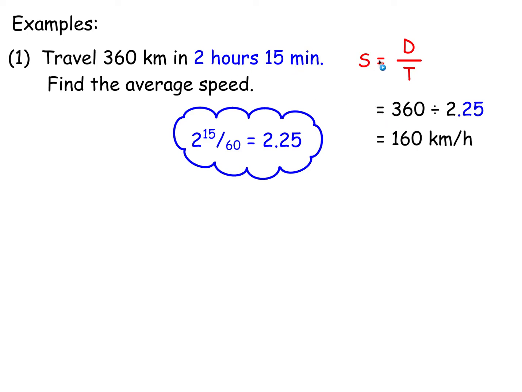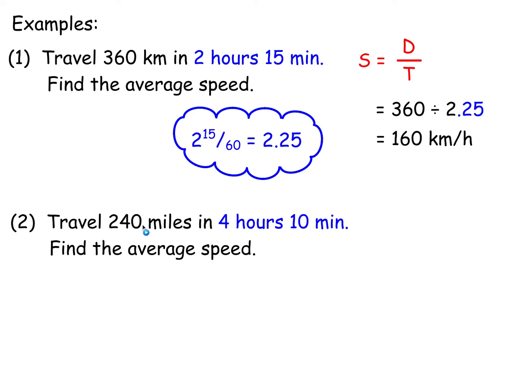So S equals D over T. Speed is distance divided by time. Dividing the distance by the time is just finding out how far you go in 1 hour. So this all has to be in hours. So we have to get rid of the minutes. 15 divided by 60 on the calculator, 15 sixtieths.